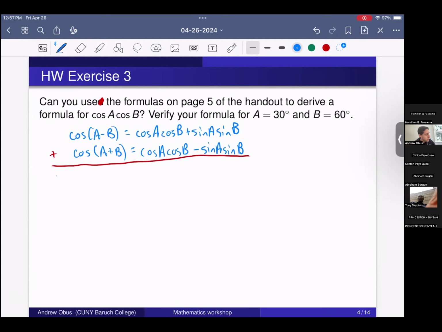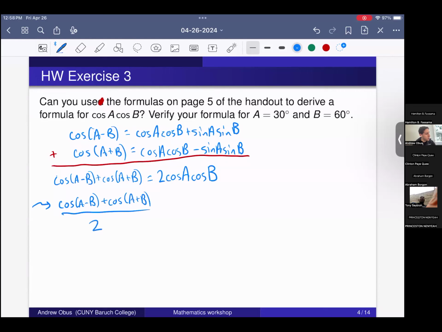So basically, we have cosine of A minus B plus cosine of A plus B equals 2 cosine of A cosine of B. Exactly. Okay, and so we want cosine of A cosine B, we just divide by 2, right? So we get cosine of A minus B plus cosine of A plus B, divided by 2, is equal to cosine A cosine B.